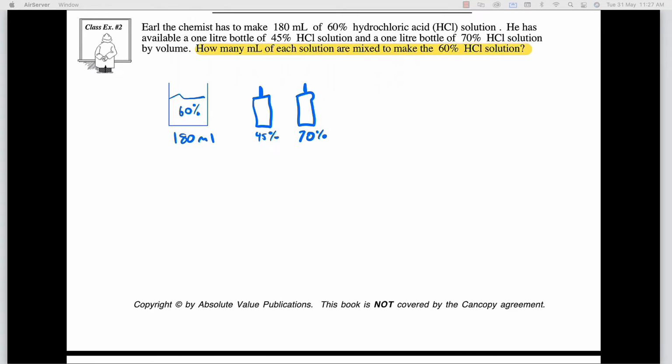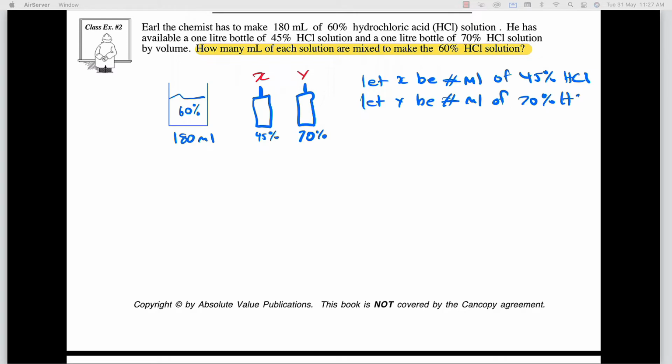So how many milliliters of each? Okay, so how many milliliters of each? So let x be the number of milliliters of 45% HCl. Okay, so this is going to be my x right here, and this one will be my y. And the other one will be: let y be the number of milliliters of 70% HCl.